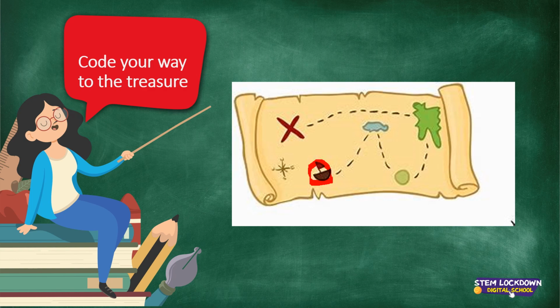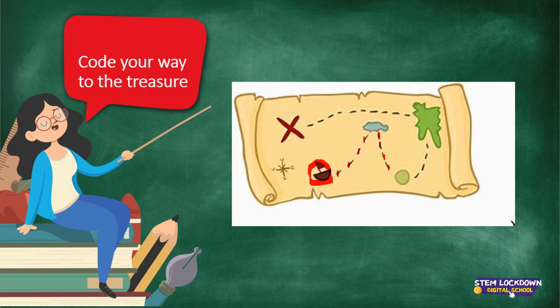We are going to count the steps to the first rock. How many steps are there? 1, 2, 3, 4. 4 steps. So we need to tell the computer that it needs to go 4 steps from the ship to the first rock. Now let's see, this is a piece of sand over here. How many steps is it from the piece of sand to the rock? From the rock to the piece of sand. Let's count. 1, 2, 3, 4.